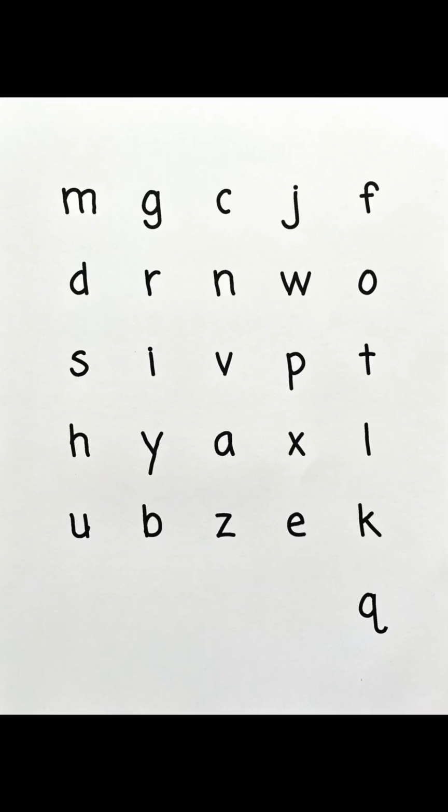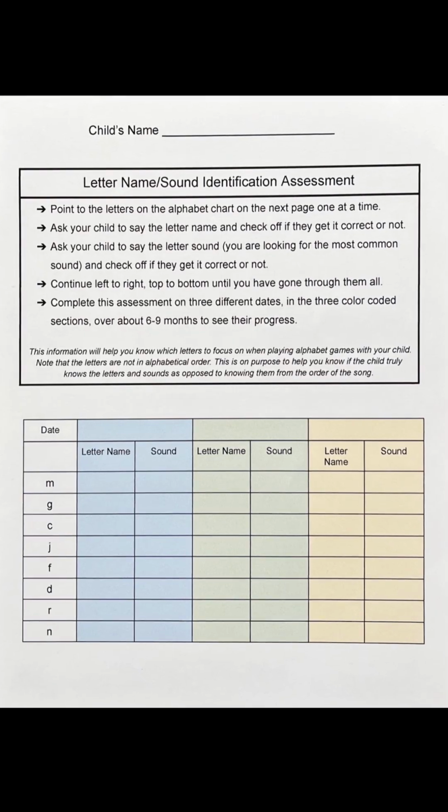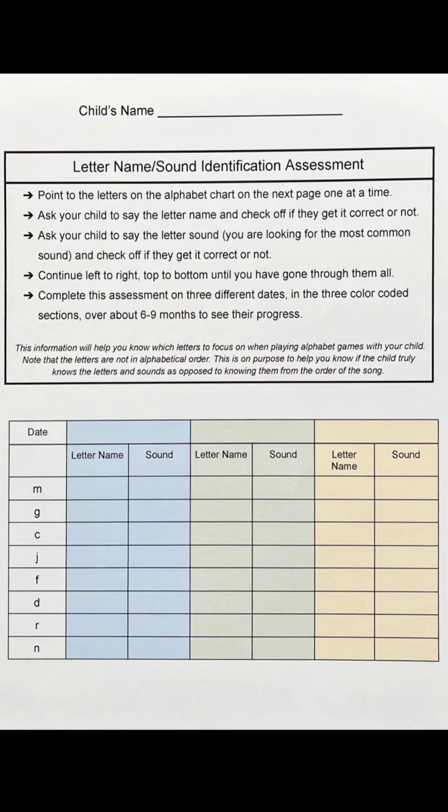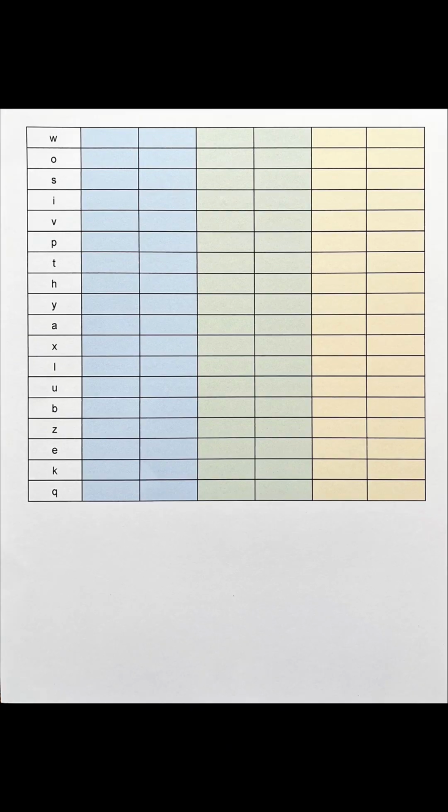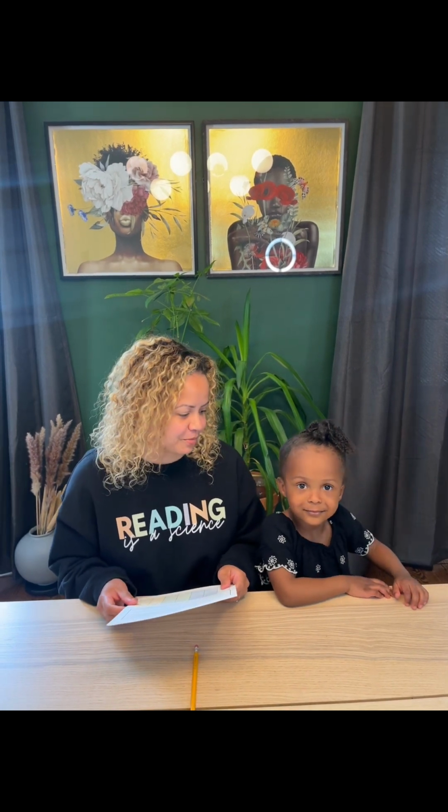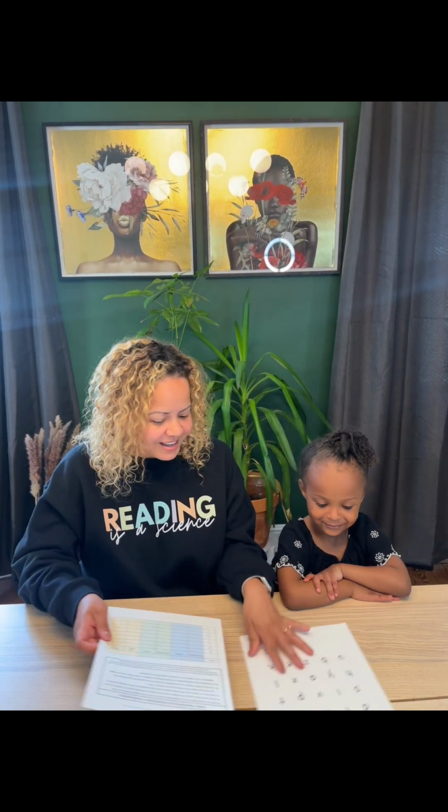This is the page that your child will be looking at, and this is the double-sided page that you will be writing on. Notice the 3 color-coded sections so that you can complete this 3 different times over about 6 to 9 months and see their progress. I'm going to be doing the assessment with my 4-year-old daughter, Ruby. She is in pre-K. This is Ruby, and let's get started.